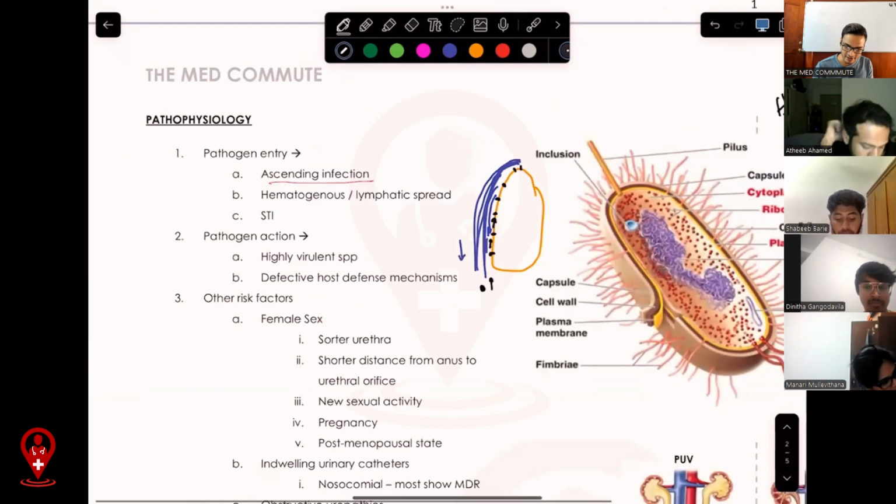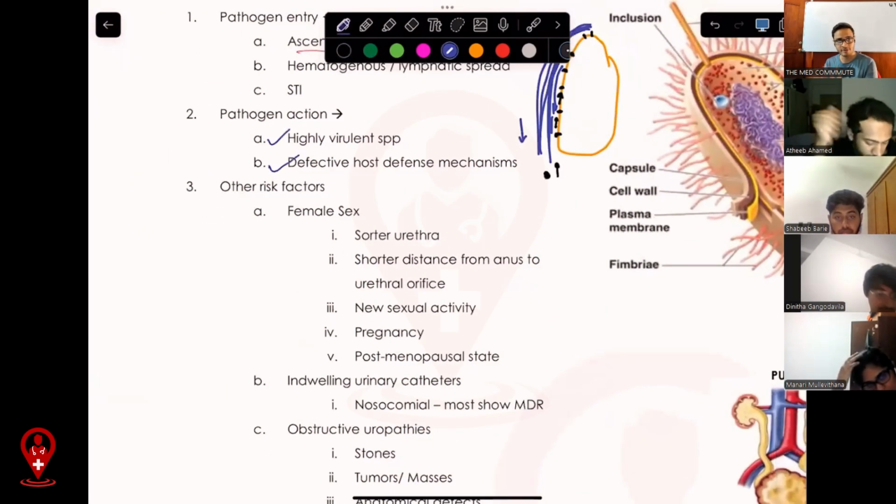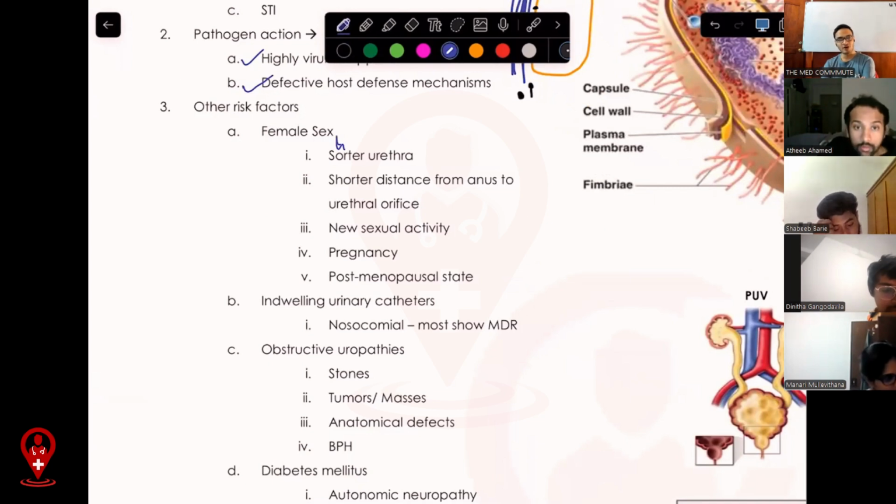There are some other risk factors. Look at these other risk factors. We've talked about the virulent species. We've talked about the defective host defense mechanism. Now about the female sex, guys, we've already talked about it. Shorter urethra, put an H there, a bit of a typo there. Shorter urethra, shorter distance from the anus to the urethral orifice. We have talked about all of this in the introductory video as well.